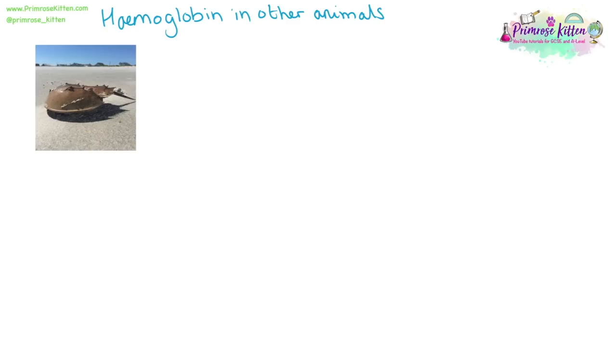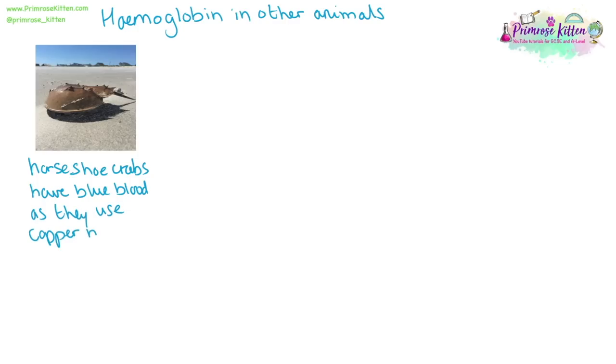Hemoglobin isn't the same in all animals. I have a little bit of a soft spot for horseshoe crabs because when I worked in America for a few summers, it was in a lab that kept horseshoe crabs, and you'd have your gas tap, you'd have your water tap, and you'd have your salt water tap for the horseshoe crabs. Anyway, the reason they are so interesting in science is because they have blue blood, because they use copper instead of iron in their hemoglobin.